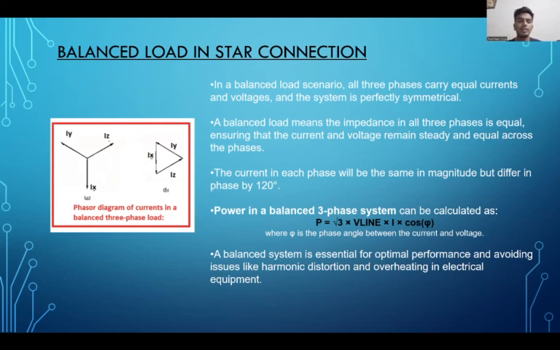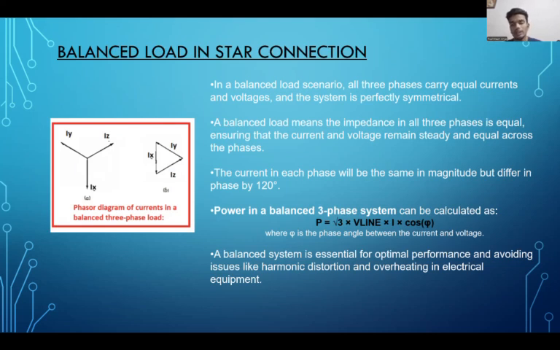If you observe the diagram here, given Ix, Iy, and Iz, the phases are differing by 120 degrees, which can be drawn in two ways. This is the phasor diagram of currents in a balanced three-phase load.